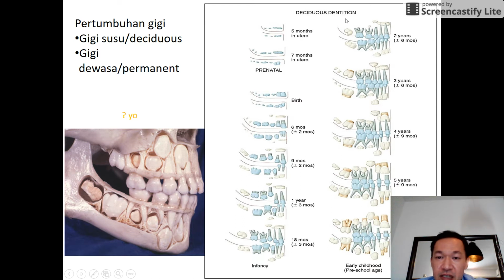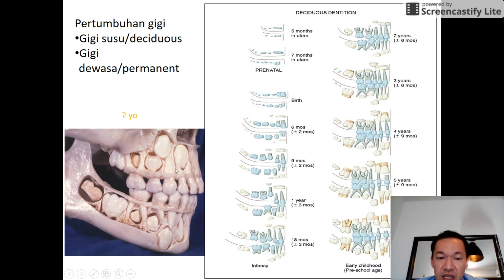So when you look at the deciduous dentition, or milk teeth, prenatally, before we were born, at 5 months in utero there's a formation of teeth, and then at 7 months you can see the teeth are taking shape, but they are still not erupted yet. At birth, most of them have the crowns ready. At 6 months, plus or minus 2 months, the first teeth, the front incisors, would emerge, followed by the rest, the second incisors.